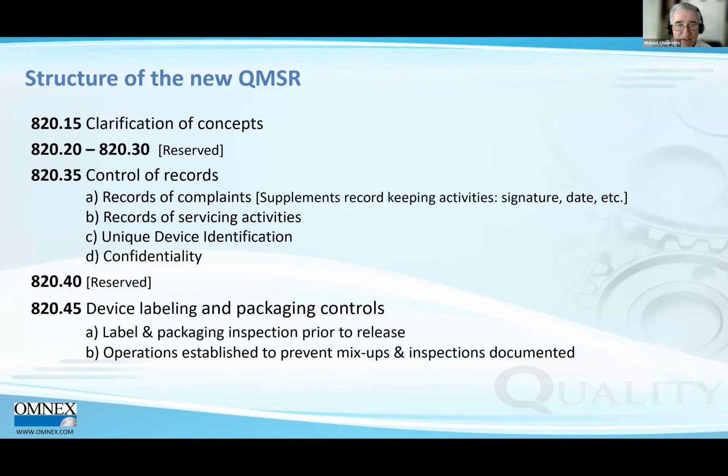820.45 talks about device labeling and packaging controls, not covered by 13485. So the labeling and packaging inspection prior to release, and operations established to prevent mix-up and inspections documented, is still part of 820. So this is just a few areas that you're going to need to delve into and still be current with in 820 rather than just 13485.